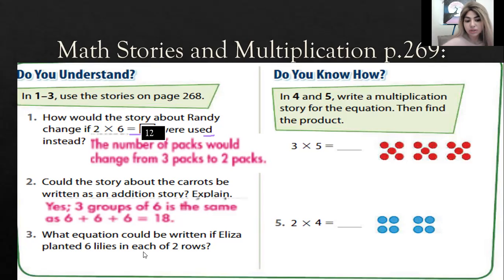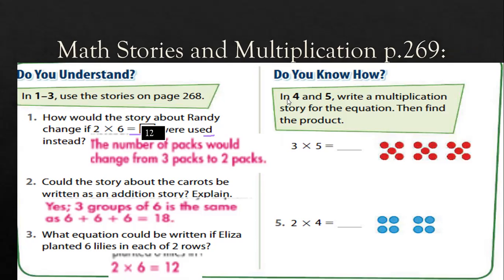Okay, what equation could be written if Eliza planted 6 lilies in each of 2 rows? We extract 2 and 6. What do we do with 2 and 6? We multiply to get the answer, which is 2 multiply 6 equals 12.